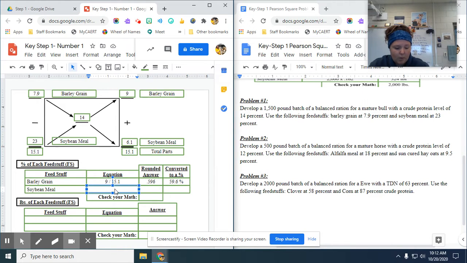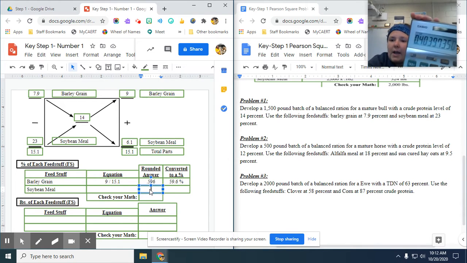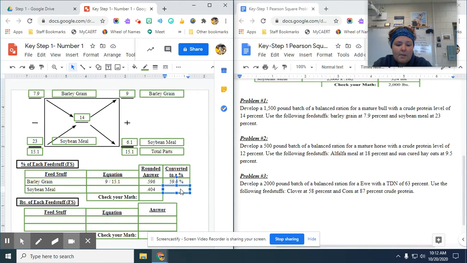So we have 6.1 parts of soybean meal divided by our total parts of 15.1. And we get, again, showing you guys, 0.40397. Okay, so we want until this third number. So we want this 3. But this 9 turns this 3 into a 4. So we're going to record it as 0.404, because again, that 3 has a 9 following it, which makes it bump up, okay? So our percentage is going to be 40.4.